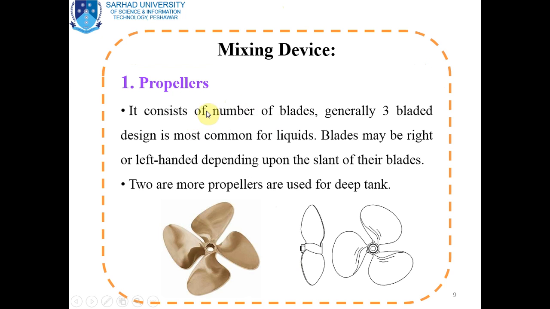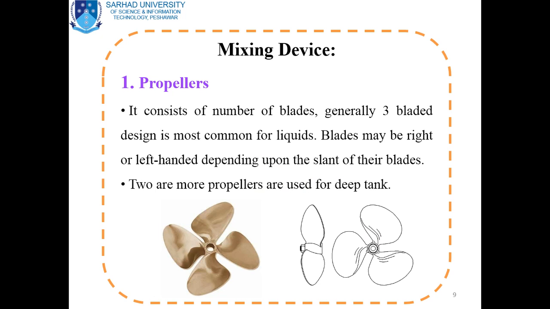Propellers, a mixing device, consist of a number of blades. You can see on the screen, generally a 3-bladed design is most common for liquid mixing. On the right side of the screen is a block diagram of the 3-bladed design. A 2-bladed design is also there, and a 4-bladed one as well, but generally the 3-bladed design is most commonly used for liquid mixing. The blades may be right or left-handed depending upon the slant of their blades.